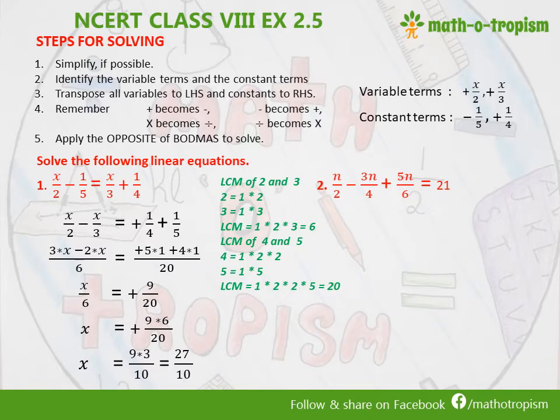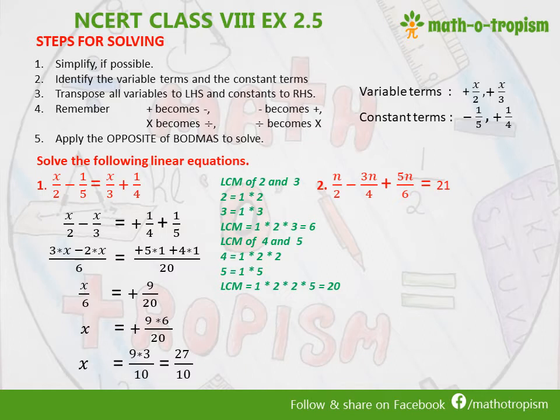Now proceeding to the next sum, n by 2 minus 3n by 4 plus 5n by 6 is equal to 21. Here again there is nothing to simplify, and since the variable terms are all on the left hand side and the constant term is on the right hand side, we can directly proceed to the next step of finding the LCM.